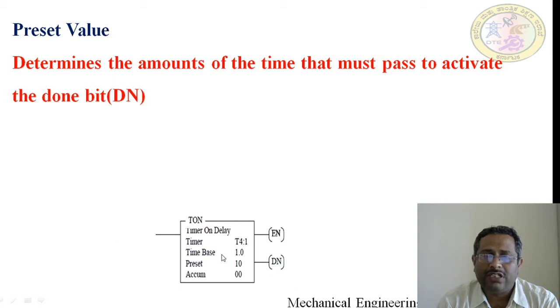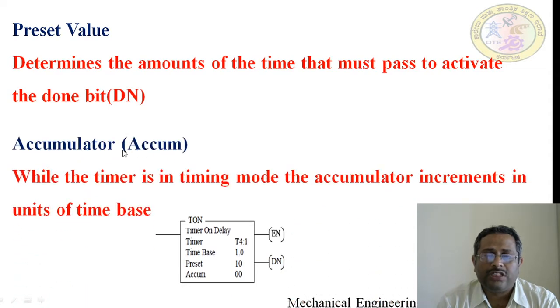Here we are taking 10, meaning 10 seconds. When we switch on an output, after 10 seconds the output will be switched on, or switched off if it is a timer off delay. That is determined by the amount of time that must pass to activate the done bit. Next, the accumulator. We represent the accumulator by using ACC.